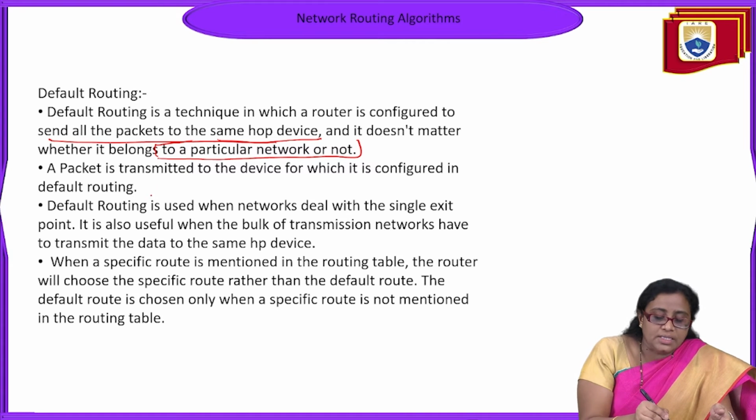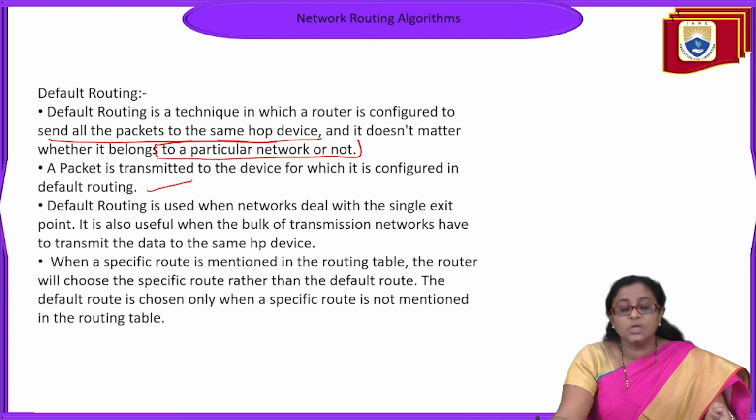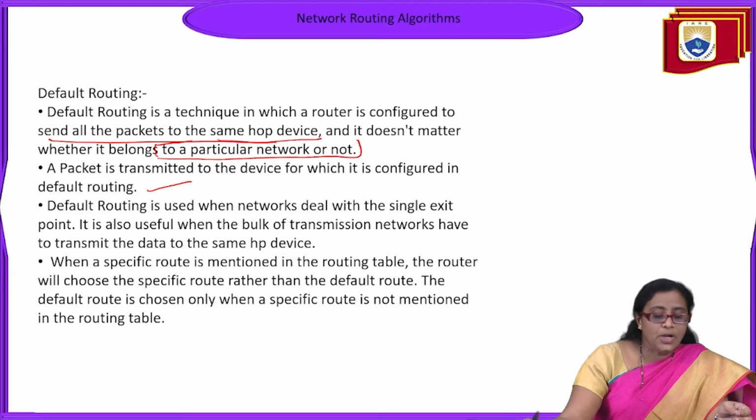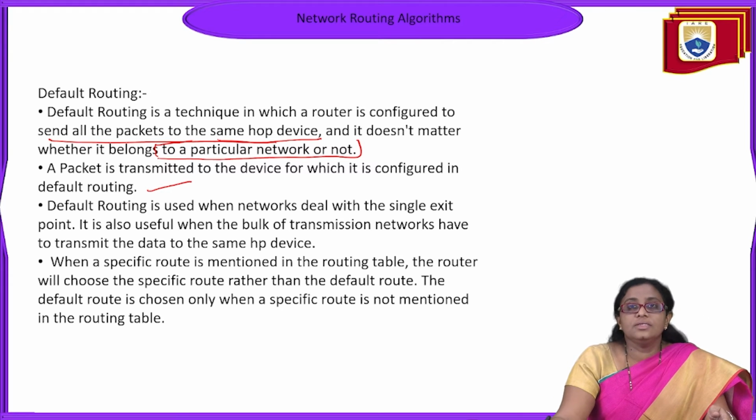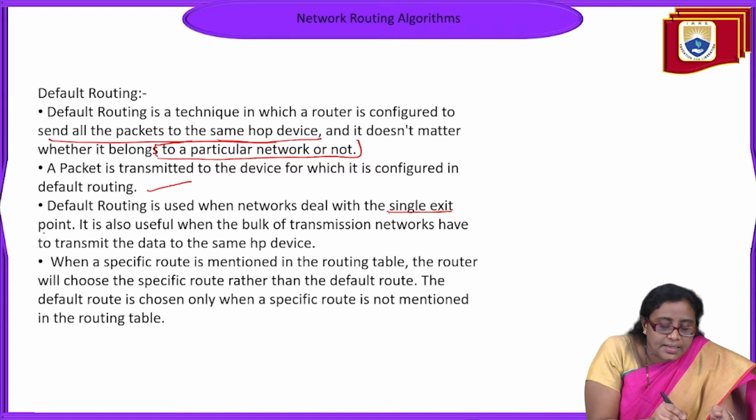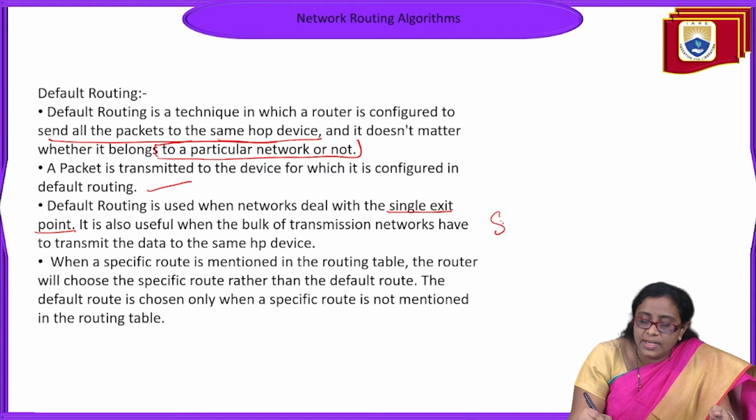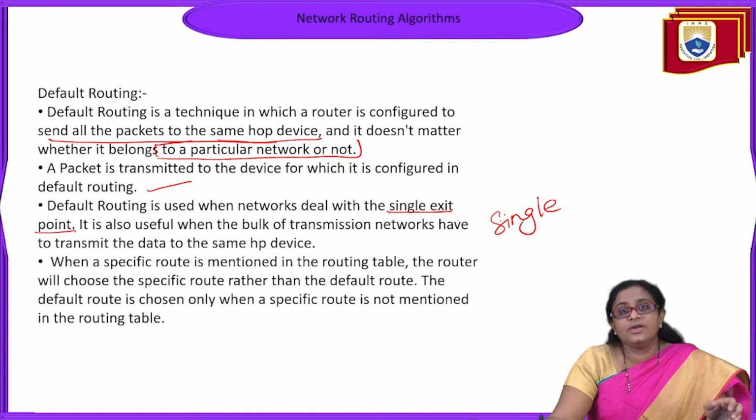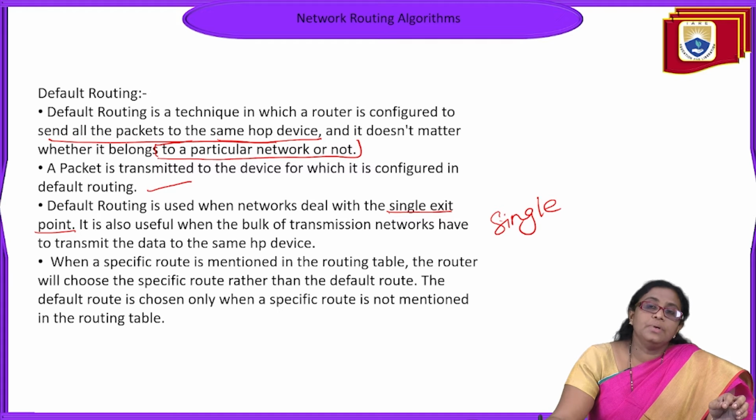And the second point is that a packet is transmitted to the device for which it is configured in the default routing. The third point is that default routing is used when the network deals with a single exit point, not multiple points. It is limited to a single exit point.